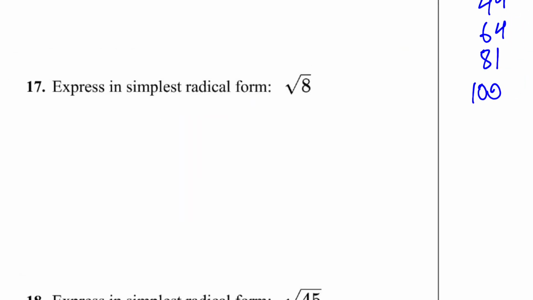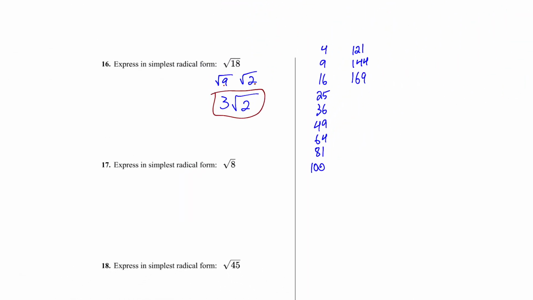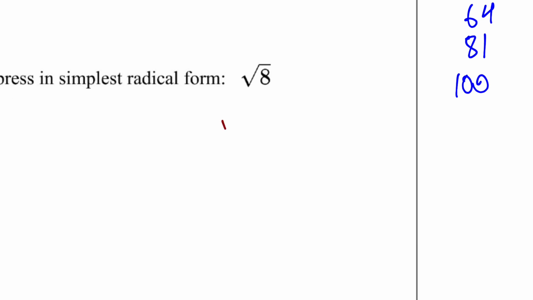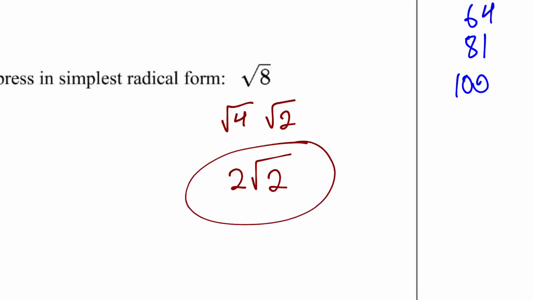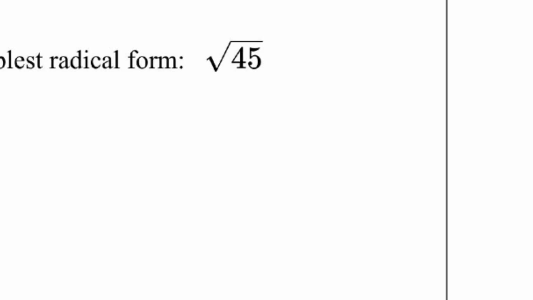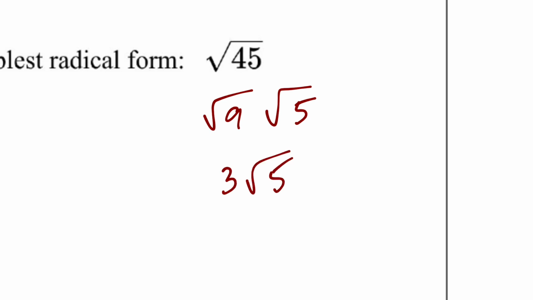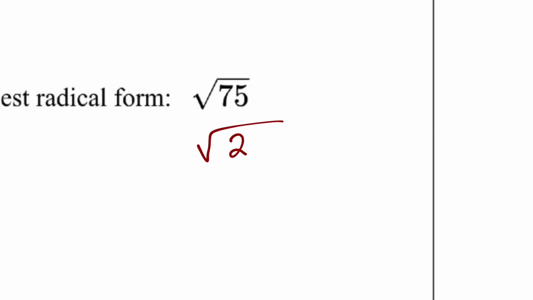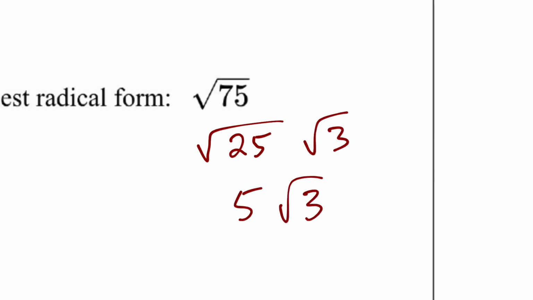So what's a perfect square that goes into 8? Well, the largest such possible is 4. So this will turn into root 4 times root 2, which simplifies to 2 root 2. The square root of 4 is a whole number, 2. 45, if I look on that list, 9 is the biggest one that goes into 45. So this simplifies to 3 root 5. For 75, the largest such number on that list is 25. So this simplifies to 5 root 3.